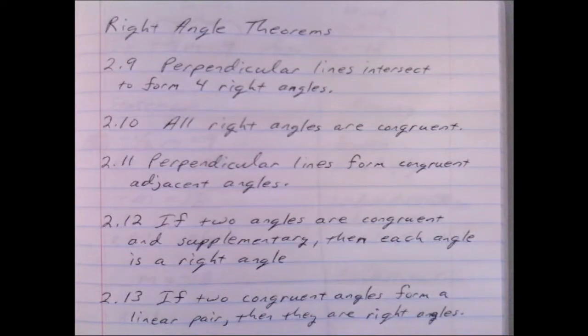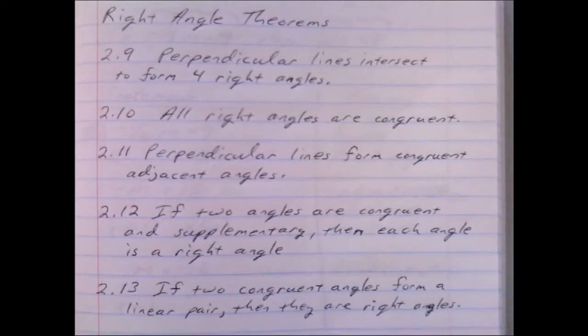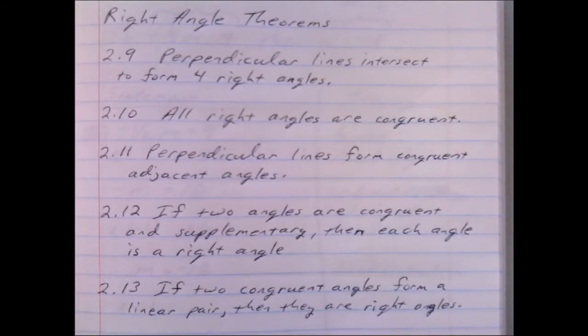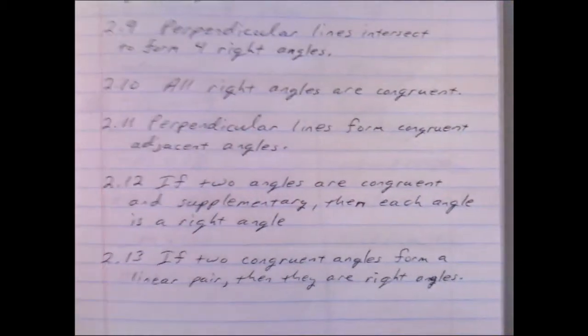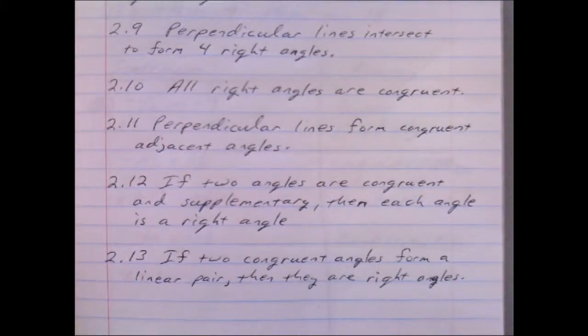Alright, so then the last little bit here is just some more theorems. These all have to do with right angles. Okay, so our right angle theorems, you're just going to be copying these down. So 2.9 is perpendicular lines intersect to form 4 right angles. And we know that, we've talked about that before. 2.10 is all right angles are congruent. Obviously, if it's a right angle, it's 90. Every one of them is 90.